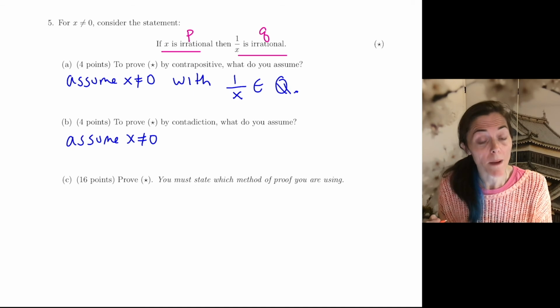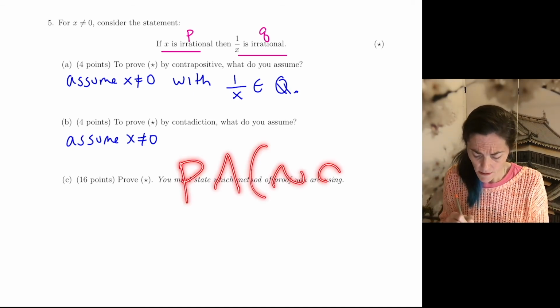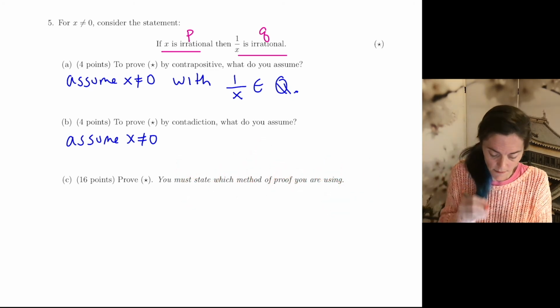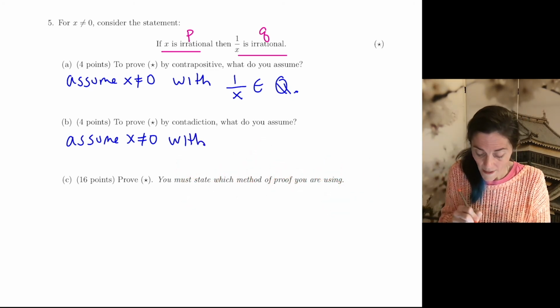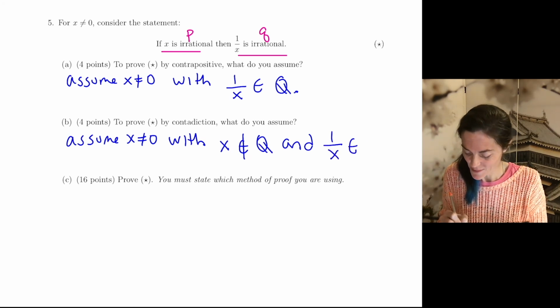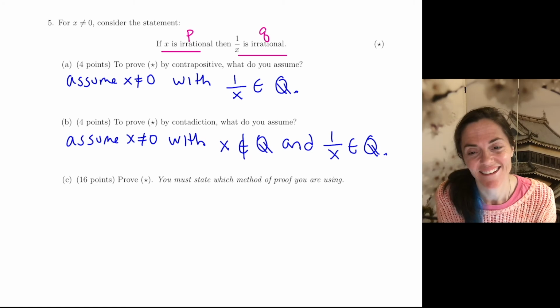Now, in a proof by contradiction, we assume P and not Q here. And so what this means is we have P, that x is not an element of the rational numbers, and 1 over x is an element of the rational numbers. This would be our assumption here.